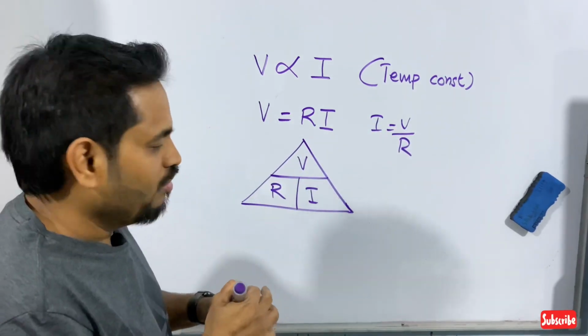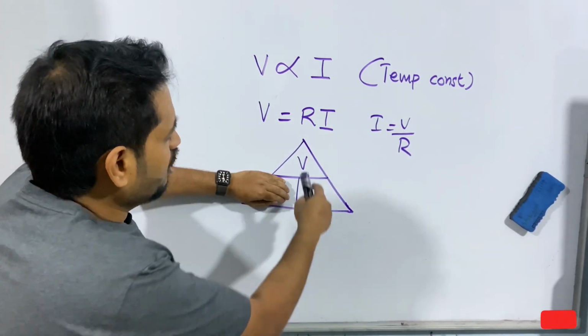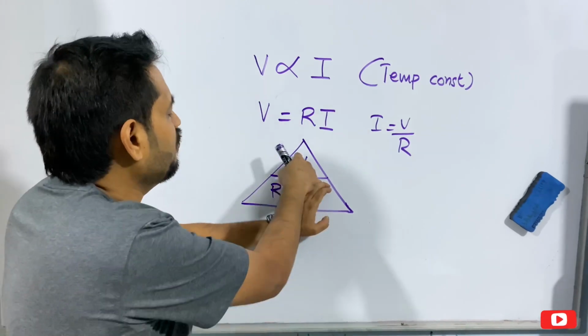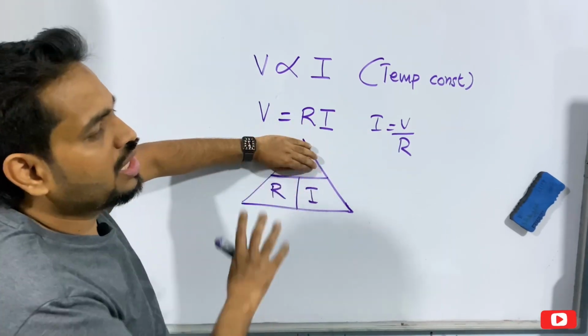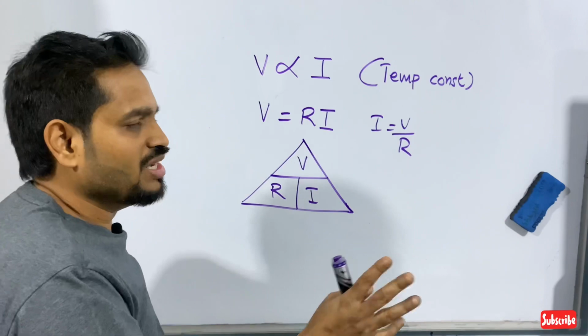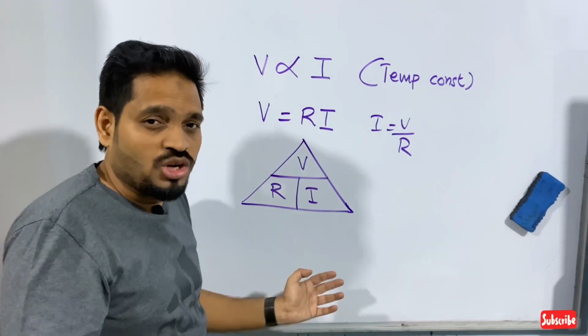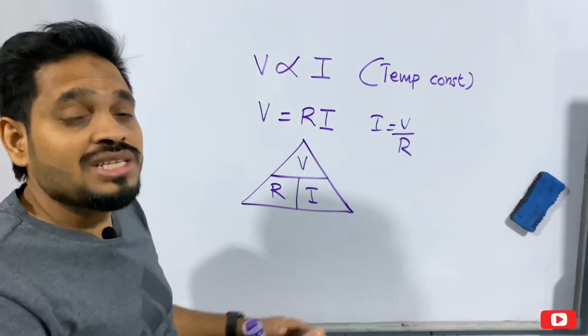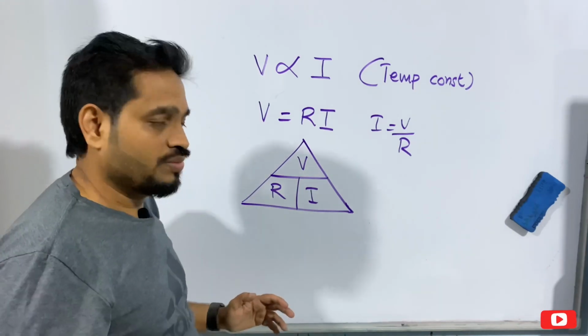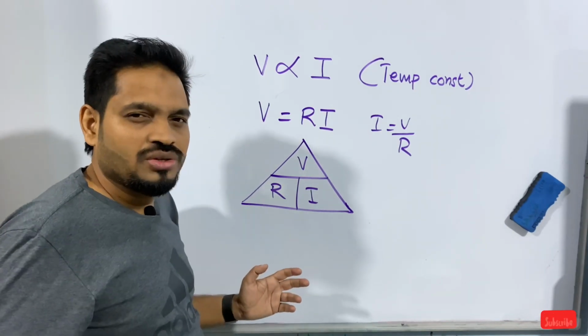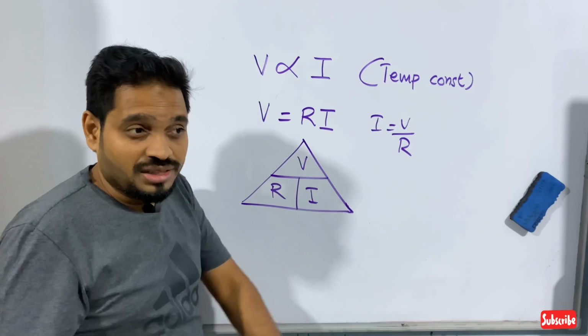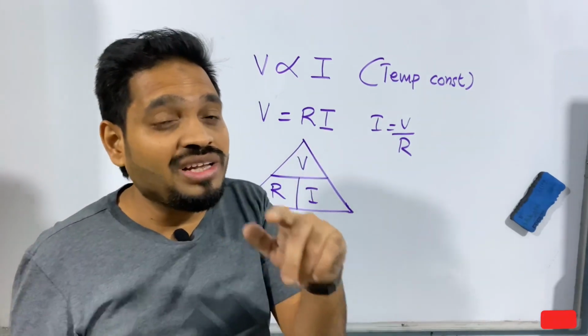Now we got the formula. What is it? R is equal to V by I, I equal to V by R, V equal to RI. So that is the three major formulas, and that is called Ohm's law, isn't it? Now, what is the diagram? What is actually Ohm's law? Understanding it is very important. That level understanding comes only if you clearly get the topic.